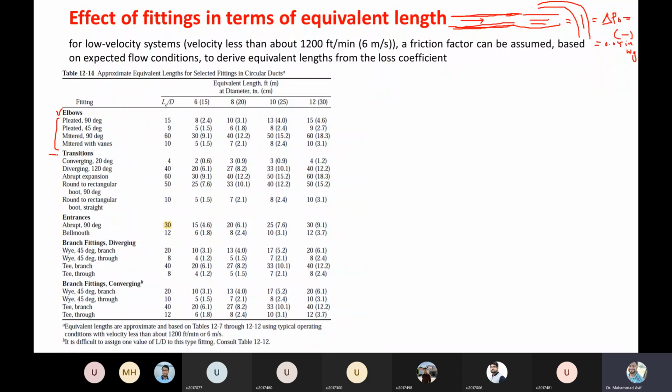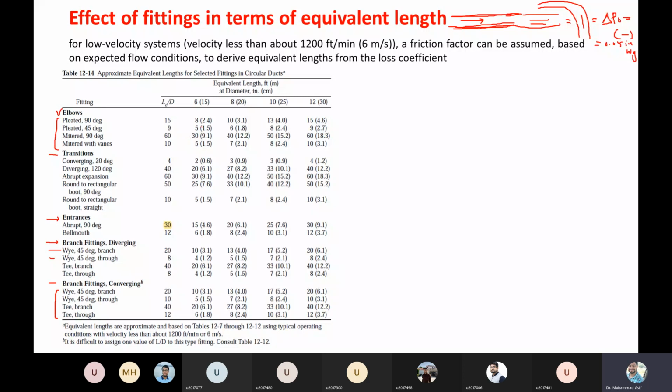Similarly, there could be transitions. A transition could be convergent or divergent, from round to round, or from rectangular to rectangular, so there are different transitions. Similarly, there are different varieties of entrances. Depending upon the branch, it could be a T branch or a Y branch, so we have different options for branch fittings. For each option, the value of the equivalent length is different.